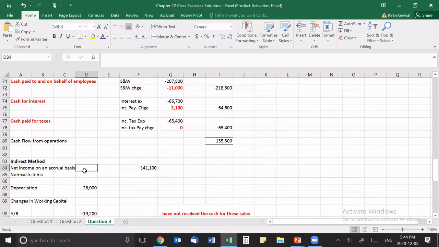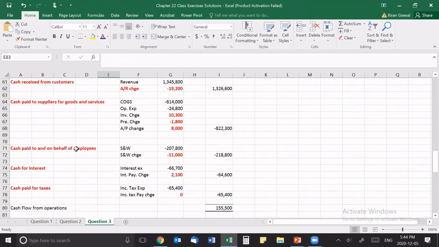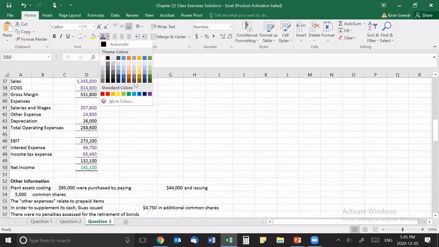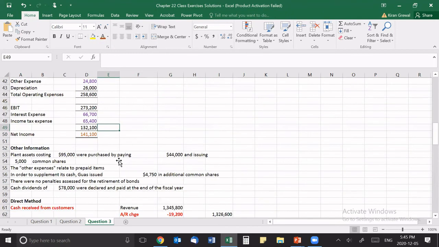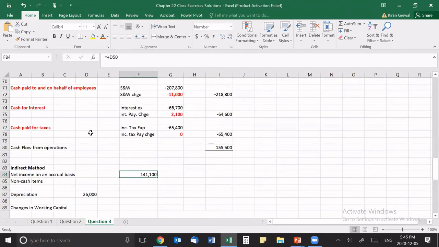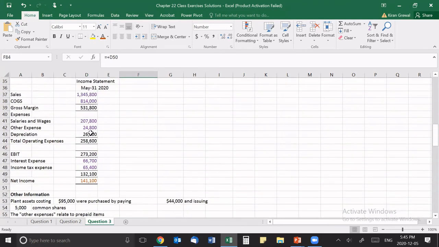So let's try this. Okay, so under the indirect method for operating activities, you start with your net income amount. Yes. So we have a net income here of 141,100. So we're going to start with that amount. Then we're going to adjust this for any non-cash items.